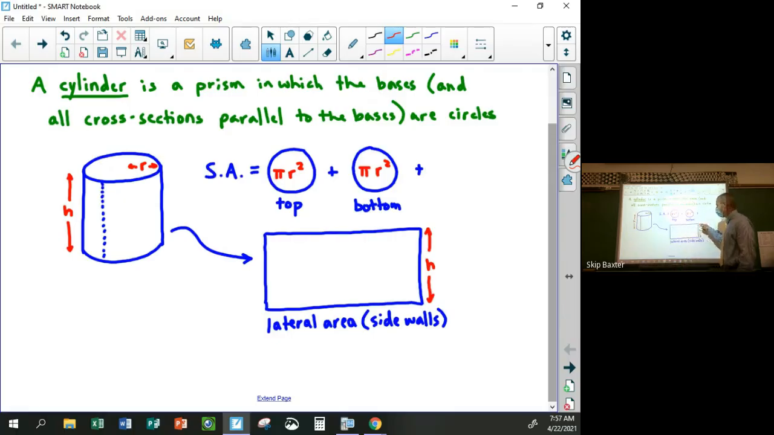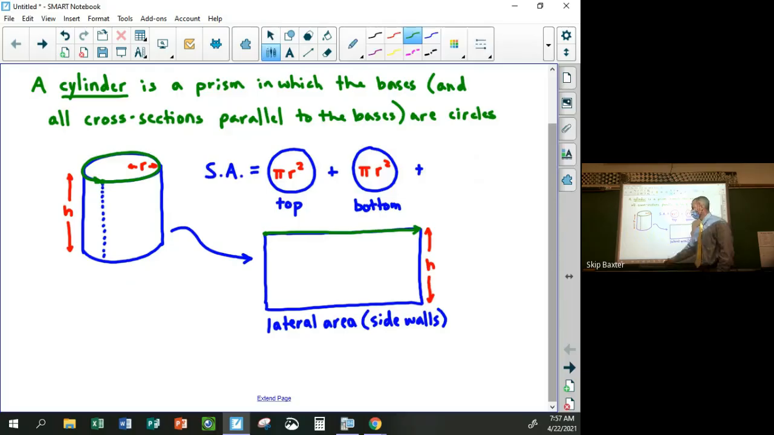How can I get the width of this rectangle? Based on the diameter of the circle? Not diameter, circumference. Oh, it's the circumference of the circle, right? Good, yeah. So if I think about the distance from here, around to there, that's really the same distance as from here to there, right? So the width of this rectangle is really just the circumference of the circle.